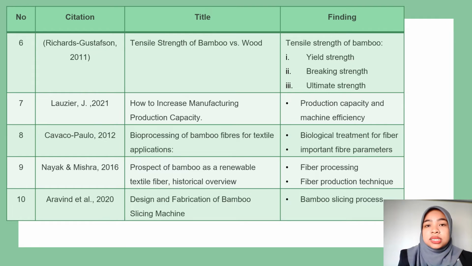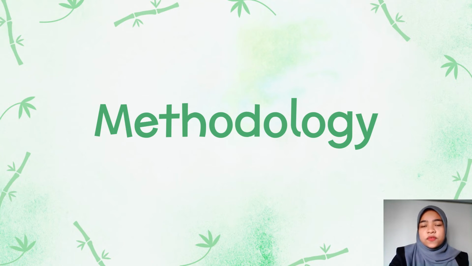and also have Prospect of Bamboo as a Renewable Textile Fiber: Historical Review journal in finding of fiber processing and fiber production technique, and also have Design and Fabrication of Bamboo Slicing Machine article in finding of bamboo slicing process. And there are some more articles and journals that have been used to complete this literature review. So here is the last part of the presentation, which is methodology.